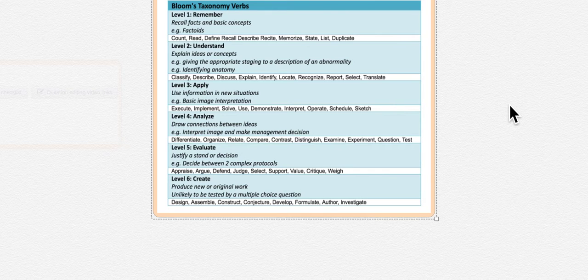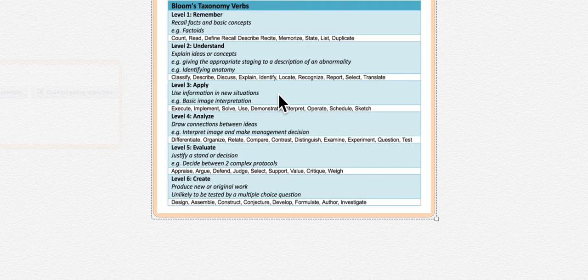So the Bloom's taxonomy of learning objectives are shown here. There are 6 levels. And here are some verbs that are associated with them that can sometimes help you define the correct level. So level 1 is remember. This is basic factoid type question. Level 2, understand. So something like explaining an idea. So for an example, in multiple choice might be giving the appropriate staging to a description of an abnormality or identifying some anatomy on an image.